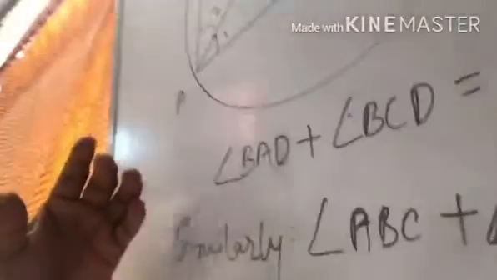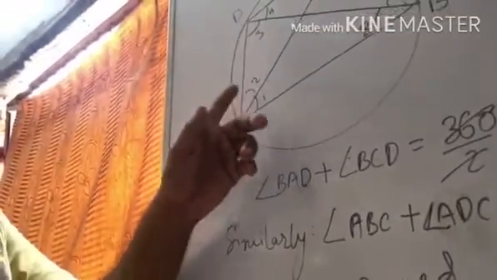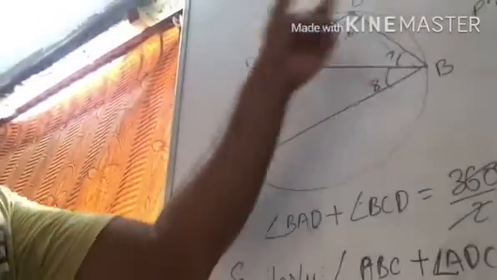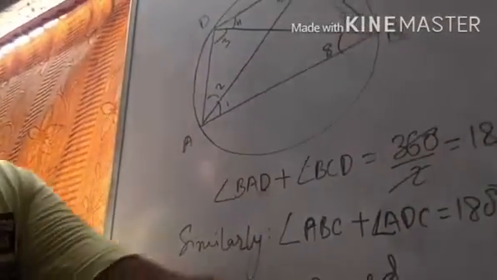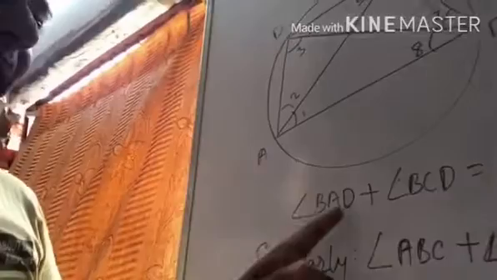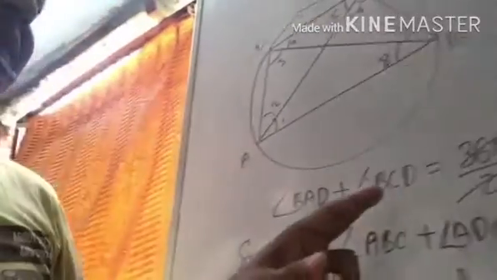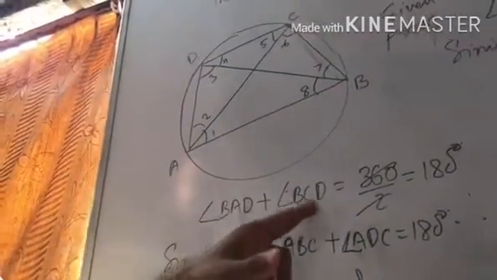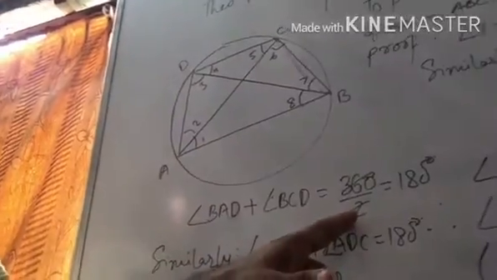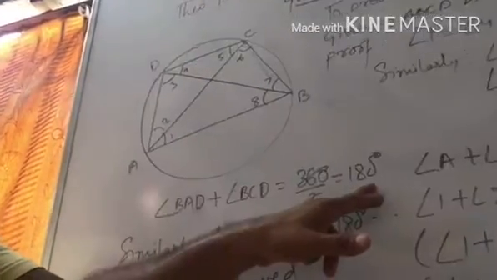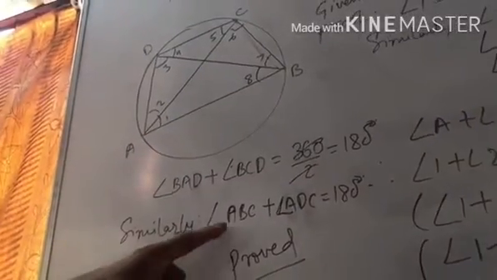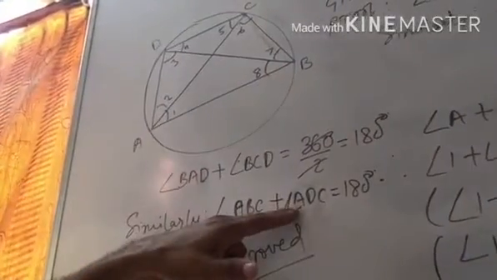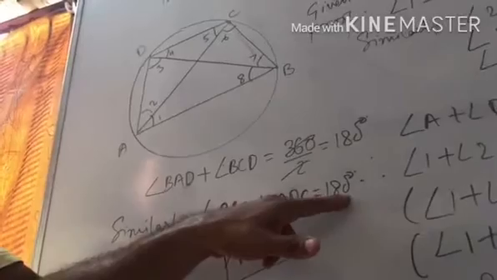Now we move here. We know that angle 1 and 2 means angle BAD and angle 5 and 6 means angle BCD. We substitute angle 1 plus 2 with angle BAD and angle 5 plus 6 with angle BCD. So angle BAD plus angle BCD is equal to 360 upon 2. Now when we cancel, it becomes 180 degrees. Similarly, angle ABC and the opposite angle ADC is equal to 180 degrees.